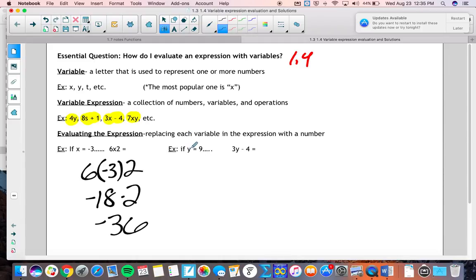Evaluate the expression if y equals 9, what's 3 times y minus 4? So that's 3 times 9 minus 4. It's 27 minus 4, that's 23. Boom.